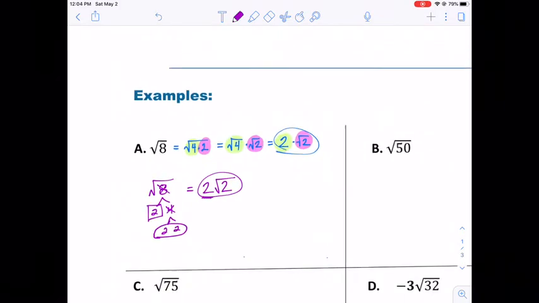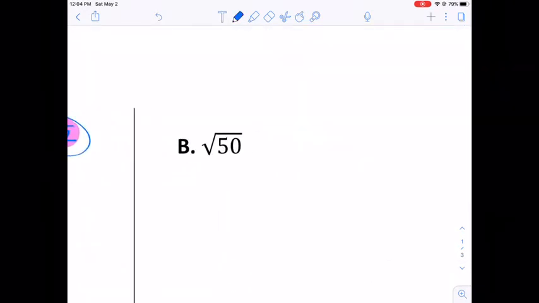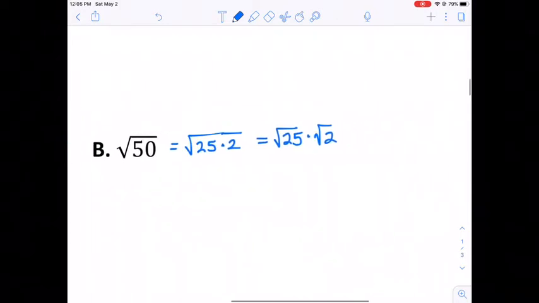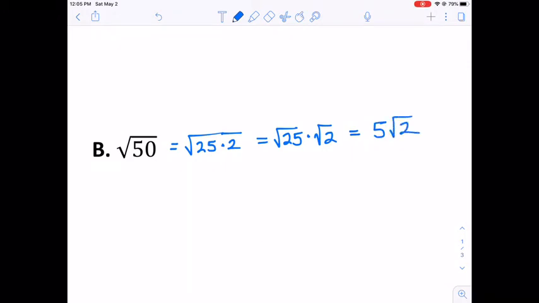Let's look at example B. Well, the square root of 50 can be written as 25 times 2. But I know that I can rewrite those radicals separately: the square root of 25 times the square root of 2. But I know what the square root of 25 is. It's just 5. So I have 5 times the square root of 2 as my final answer.